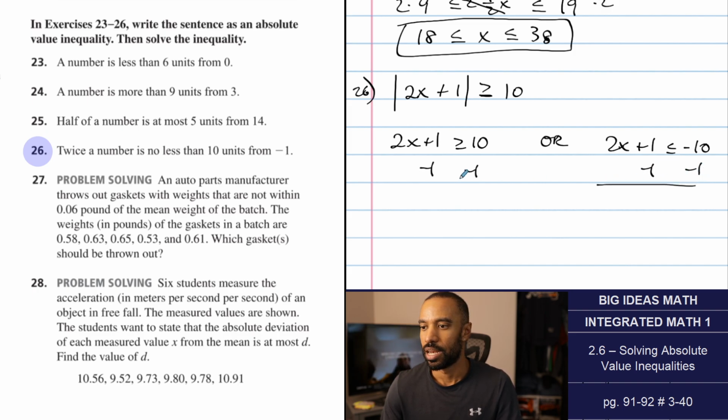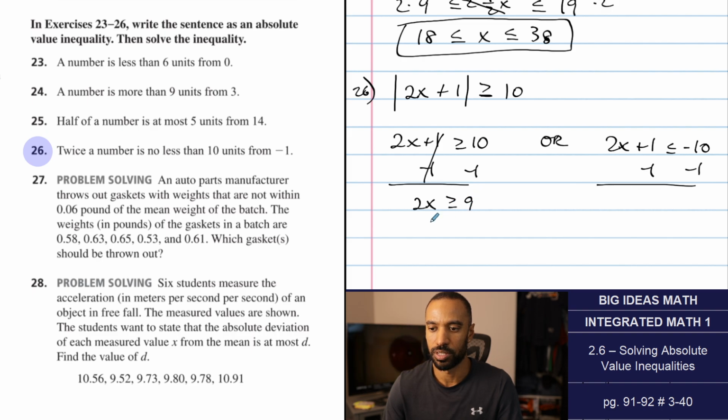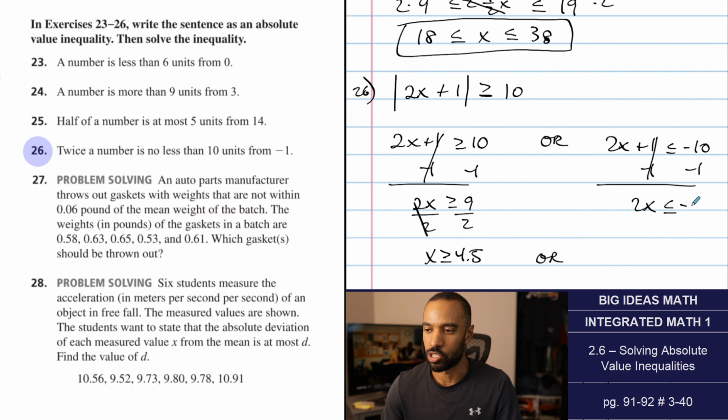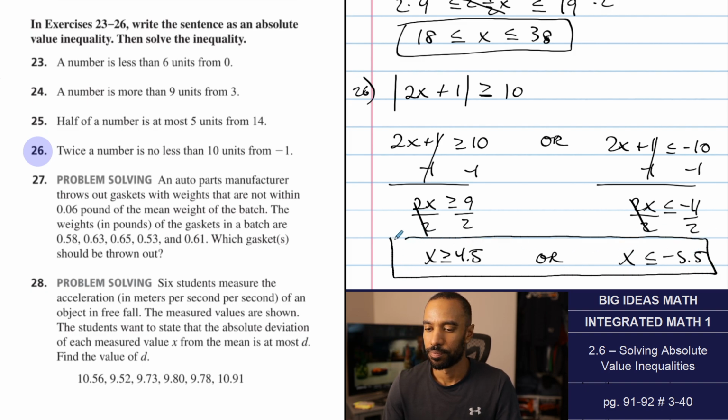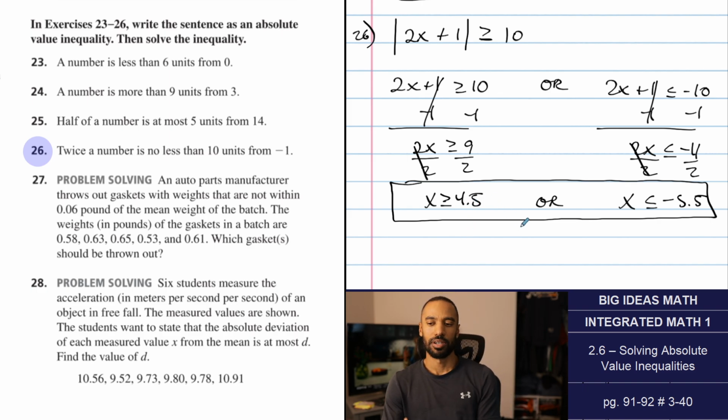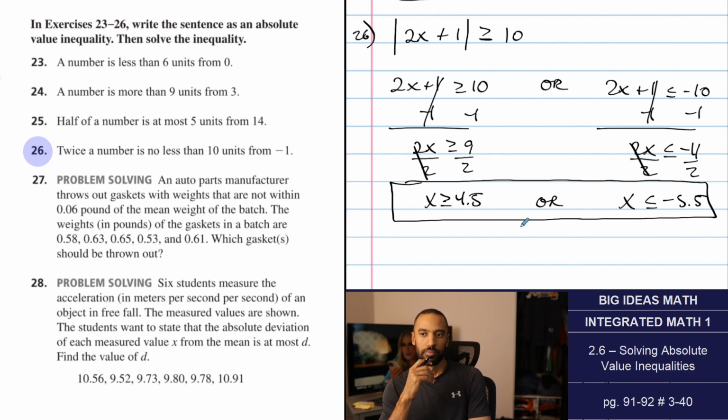Either direction. Now, these will both be fractions. That means dividing by 2, I'm going to make them decimals. I can divide this by 2 and get 4.5. Or I can divide this by 2 and I'll get negative 5.5. If I double either number, twice this number is 9. 9 is no less than 1 unit away from 10.